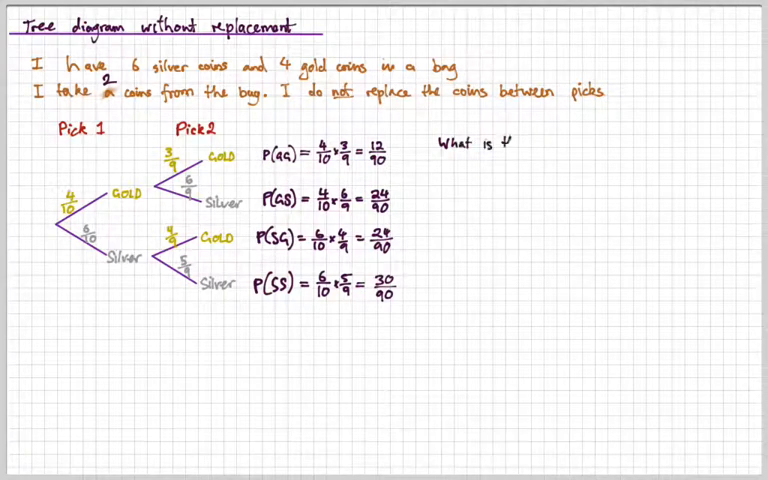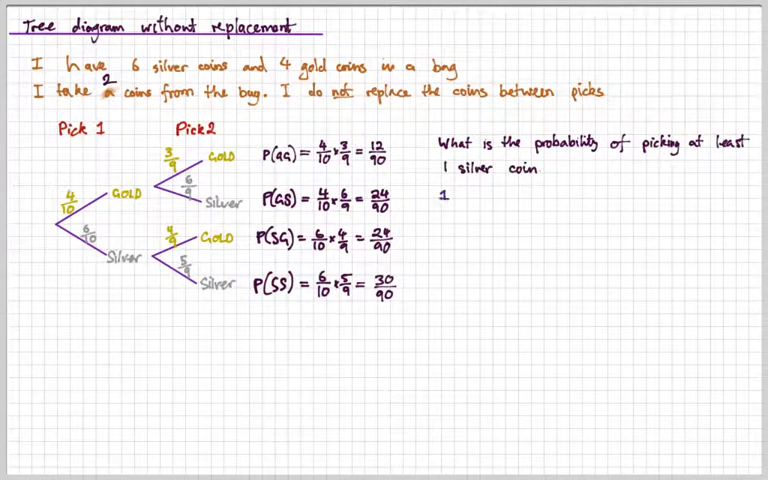If you were to add all these probabilities up, they would again add up to 1. Continuing. This question we could answer using the tree diagram. So what is the probability of picking at least 1 silver coin? There are 2 ways I'm going to explain to do this. So the probability of picking at least 1 silver coin.